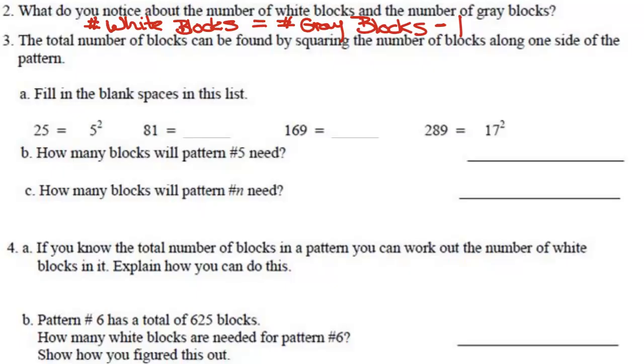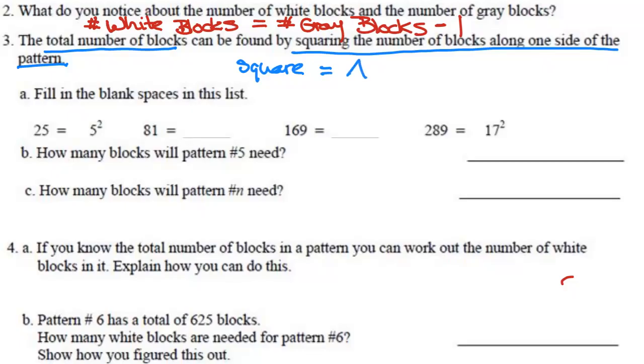Okay. Now, number 3 says the total number of blocks can be found by squaring the number of blocks along one side of the pattern. Let me read that again. The total number of blocks can be found by squaring the number of blocks along one side of the pattern. That's true because what shape is this pattern? Rectangle, square. Well, is it a rectangle or square? Yeah, it's a square. So the length of the side, when you're finding area, the area is side squared.